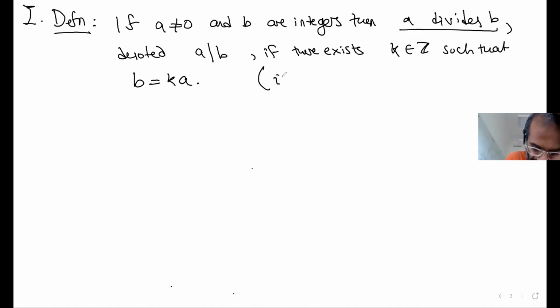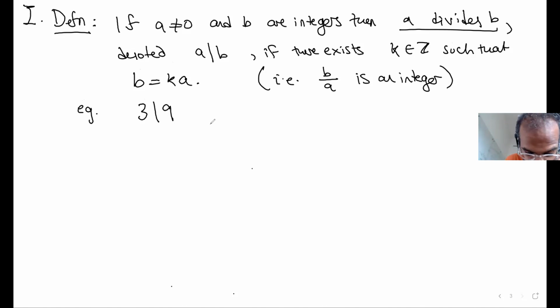Another way to view it is that this is just saying that when you divide b by a, this is an integer. It's not a fraction. So for example, 3 divides 9. So k in this case is just 3. 3 does not divide 10 because there's no number k so that 10 is equal to 3 times k. So this is where it does not divide.